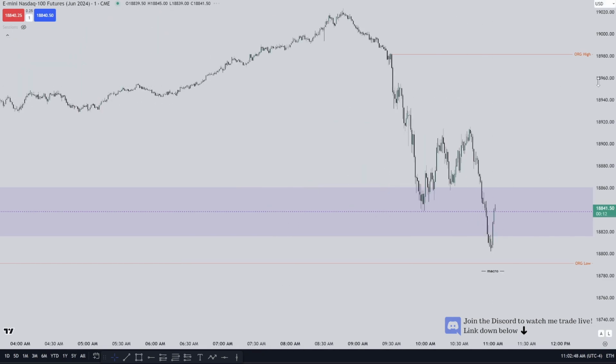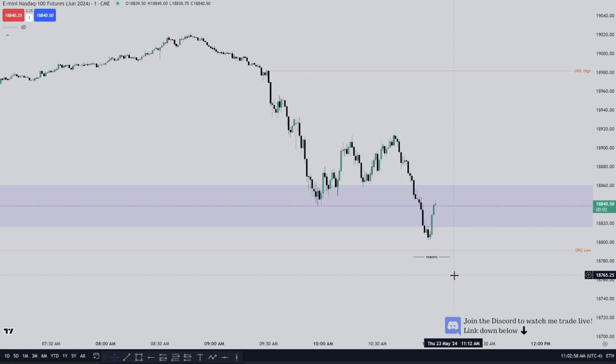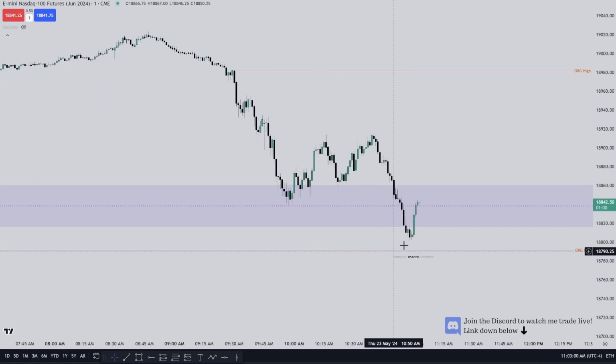All right, if you look, who's been making money all morning? People who went short, right? Everybody made money going short this morning. We're now in that 1050 to 1110 macro. It's time to run against them and get them up out of the market.